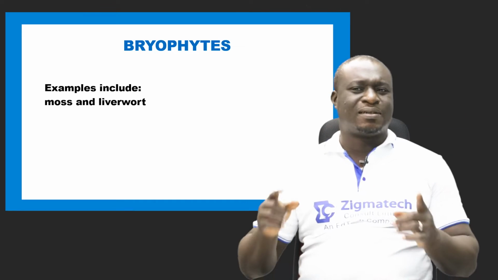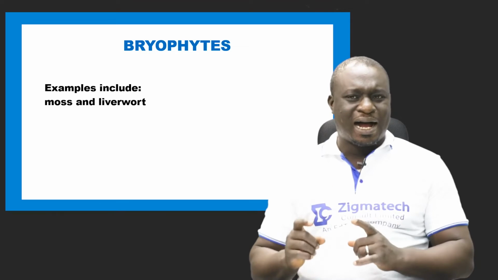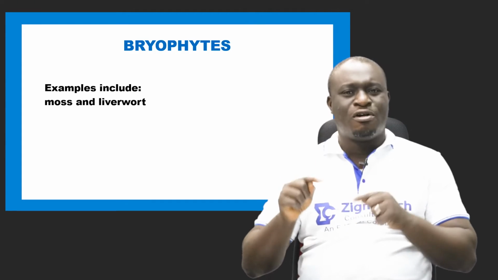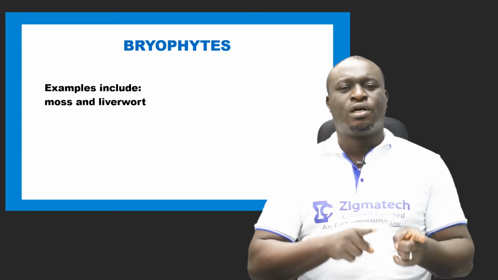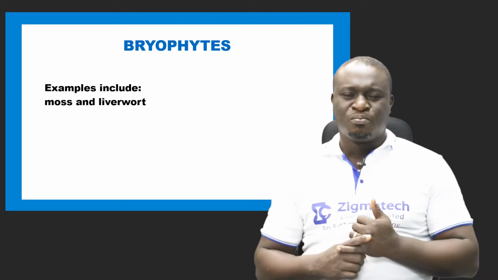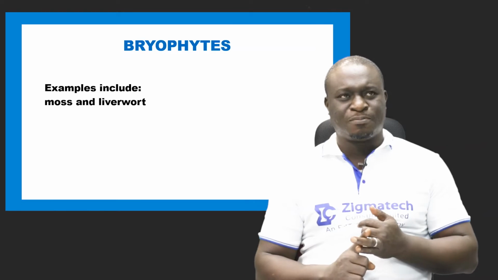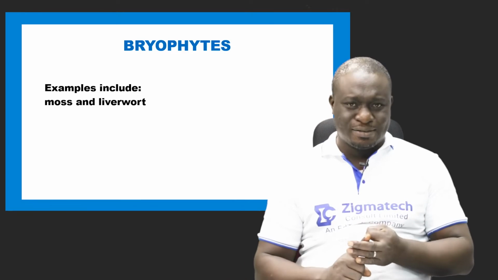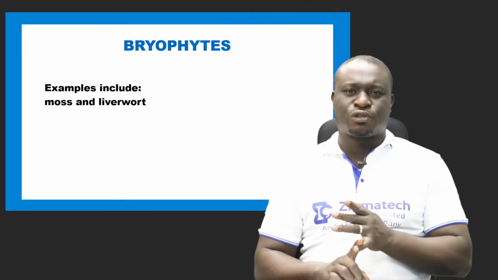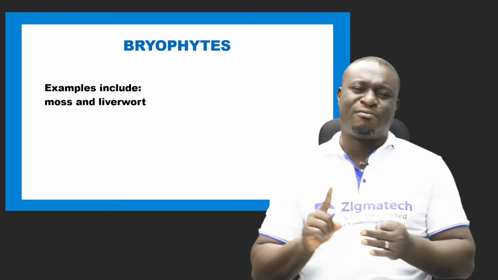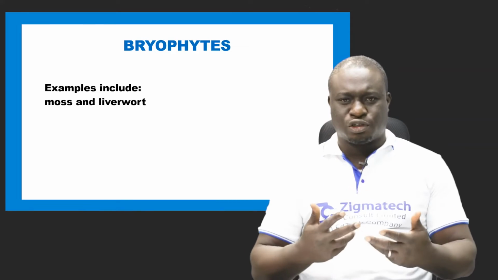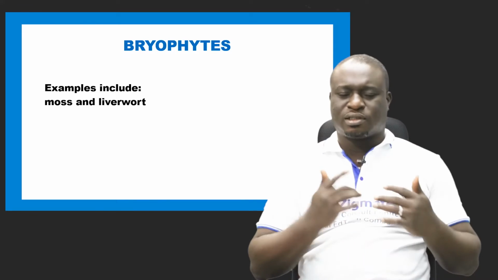Number two is that, please take note of this, BRYOPHYTES do not have true roots, stems, nor leaves. It simply means that they have structures that look like roots, structures that look like stems, and structures that look like leaves. Unlike THALLOPHYTES that do not have them at all, in BRYOPHYTES you can see the existence of structures that look like roots, stems, and leaves.